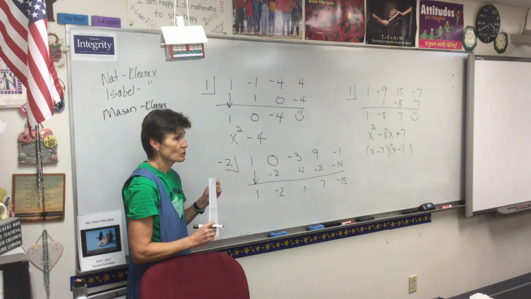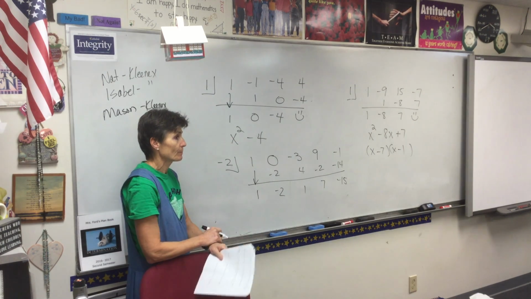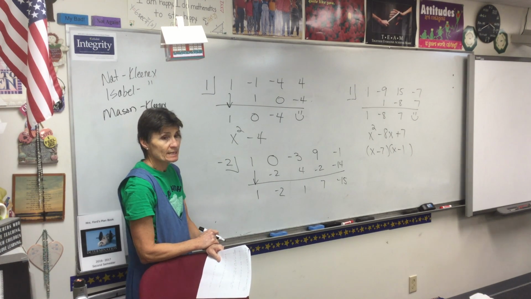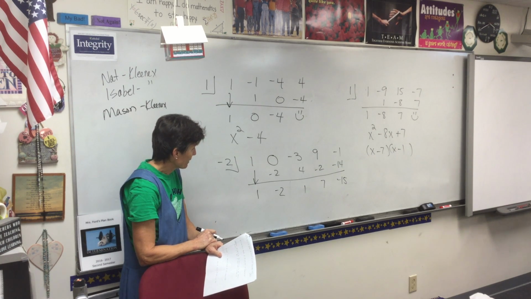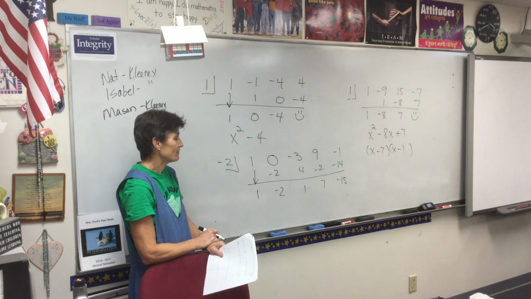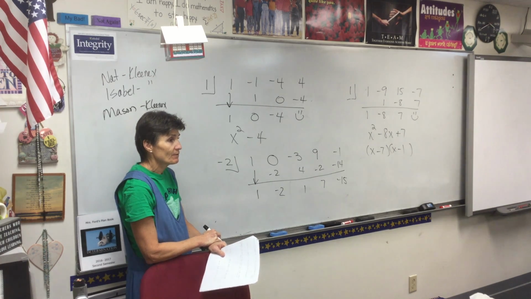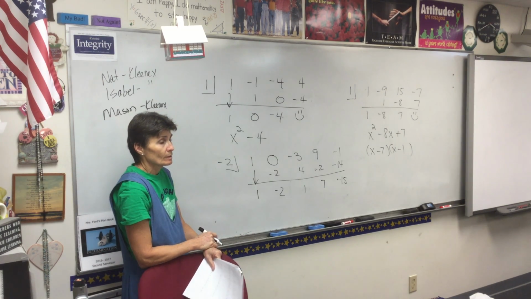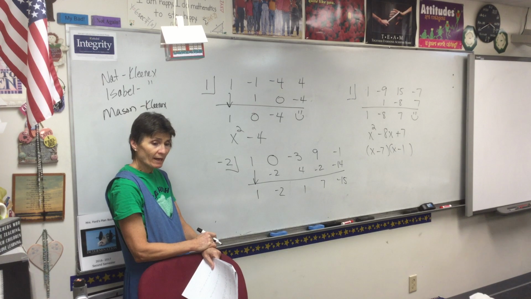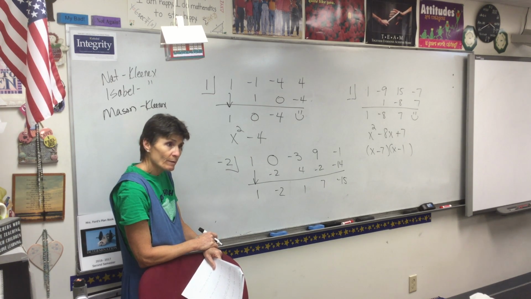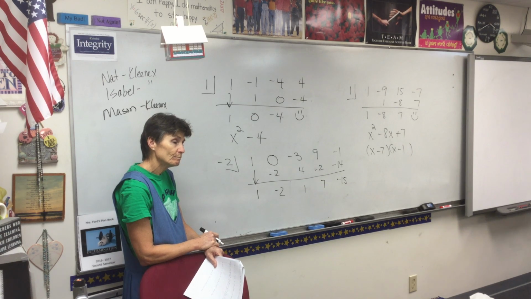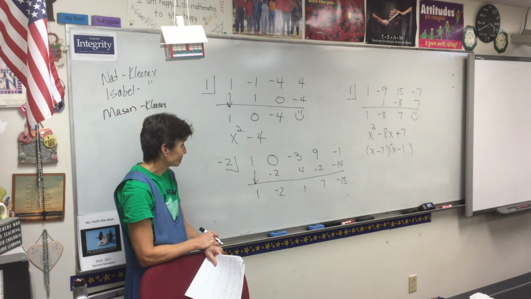So the answer to the question, is this a factor? No. And the reason is you have a remainder of 45. I have 15. That's what I meant. Negative 15. I have a remainder of negative 15. And if it's going to be a factor, it must divide in with no remainder, right? Yep. Okay.